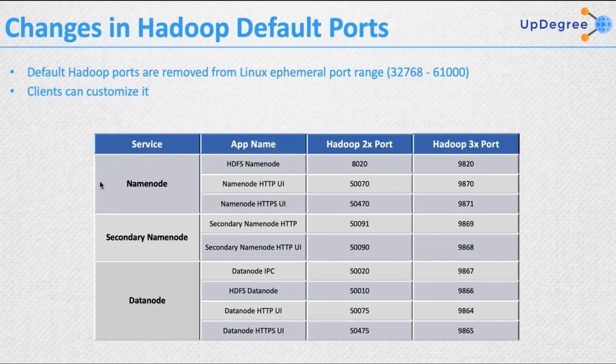Changes in Hadoop default ports. As I already told you, in Hadoop 2x we are liable to use the ephemeral ports, right? So we cannot change them. There is no way that we can go inside and come out of the ephemeral port range, which is 32768 to 61000.